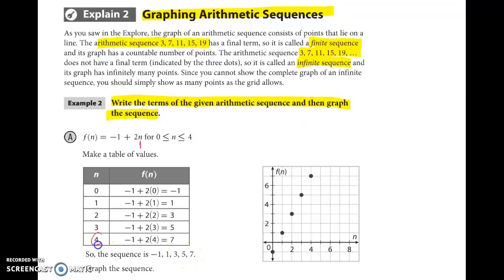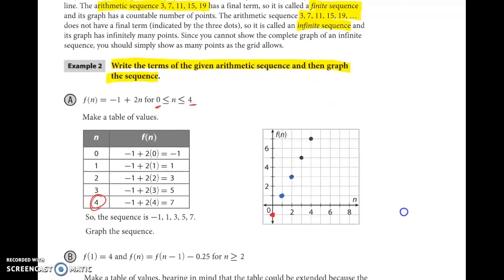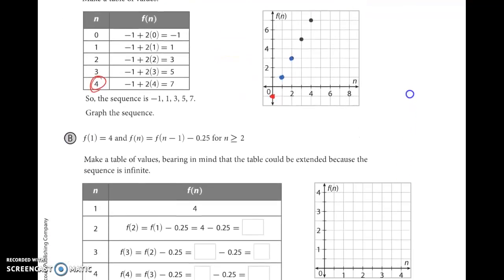And how come they stopped at 4? Well, right here with our explicit rule, it says from 0 to 4. So we plugged in the values 0 to 4. And then we go ahead and plot these points: 0, negative 1; 1, 1; 2, 3; and so forth. So let's see if we can do it for part B.